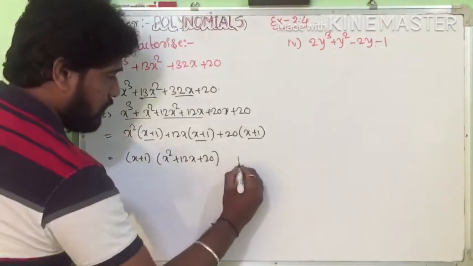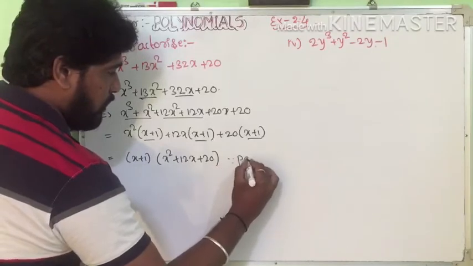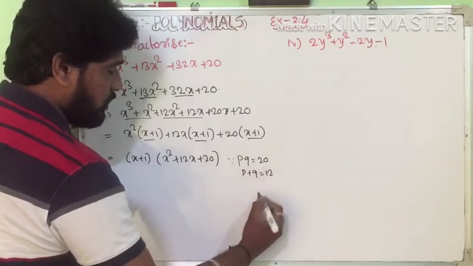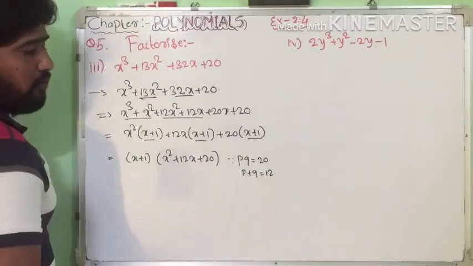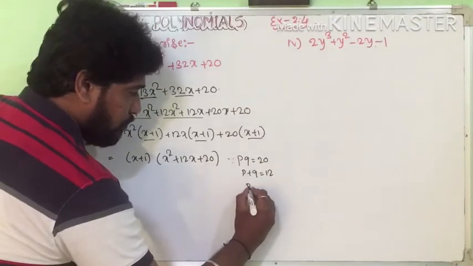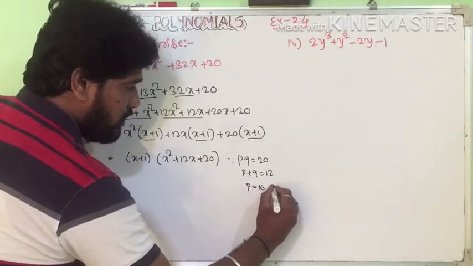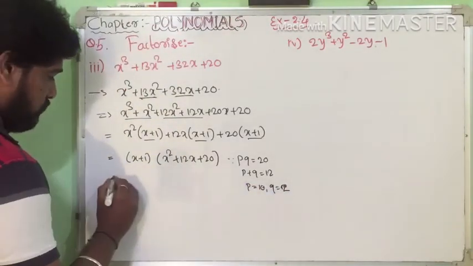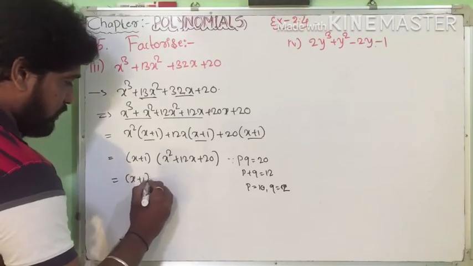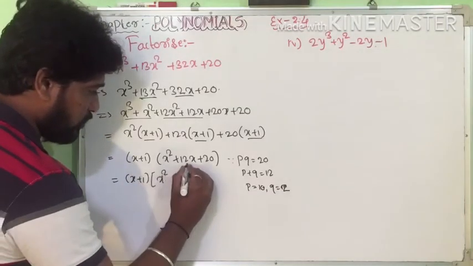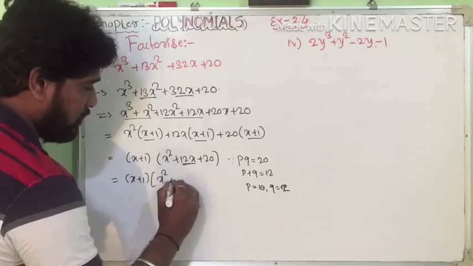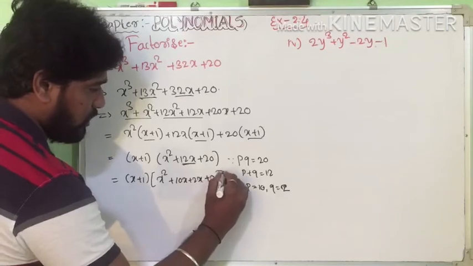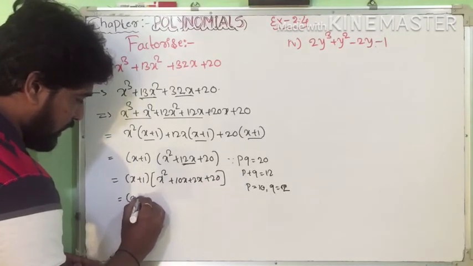So here we want p into q is 20, p plus q is equal to 12. So 10 2s are 20, 10 plus 2 is 12. So p is equal to 10, q is equal to 2, right? So here x plus 1 in a bracket, x square, I will split this one, 10x plus 2x plus 20, right? So similarly x plus 1 as it is.